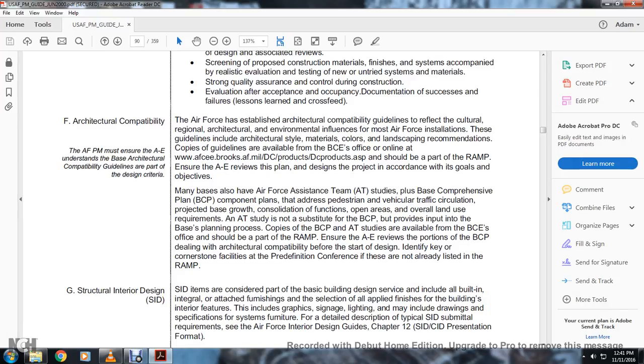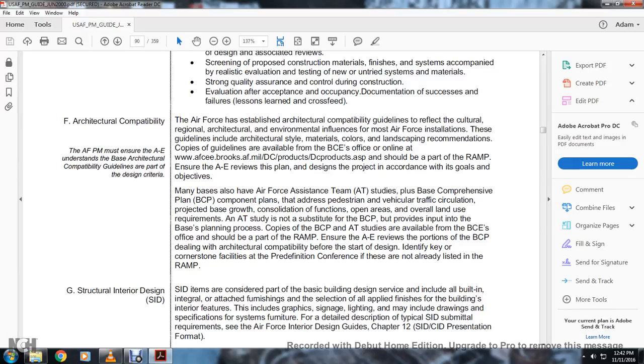The Air Force assistant team is not suitable for the Base Corps base comprehensive plan, but provides input for the base planning process for the Base Corps. Copy of the base comprehensive plan at the Air Force assistant team studies is available to the Base Corps engineers. The office should review the requirements and management plan and ensure the architectural engineering proportions of the Base Corps comprehensive plan deal with the architectural compatibility before starting the design.